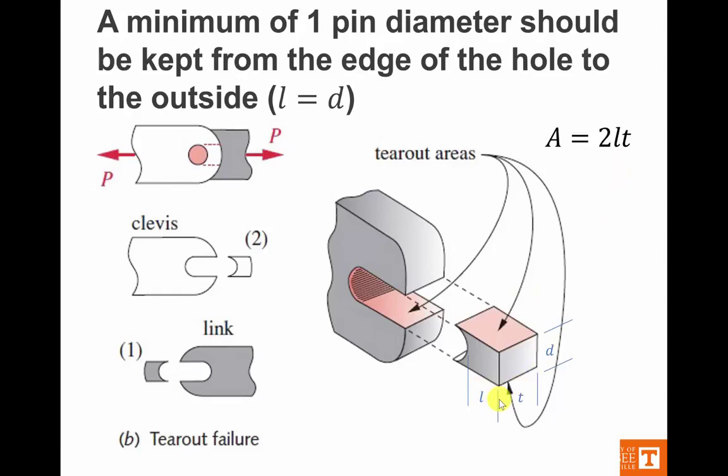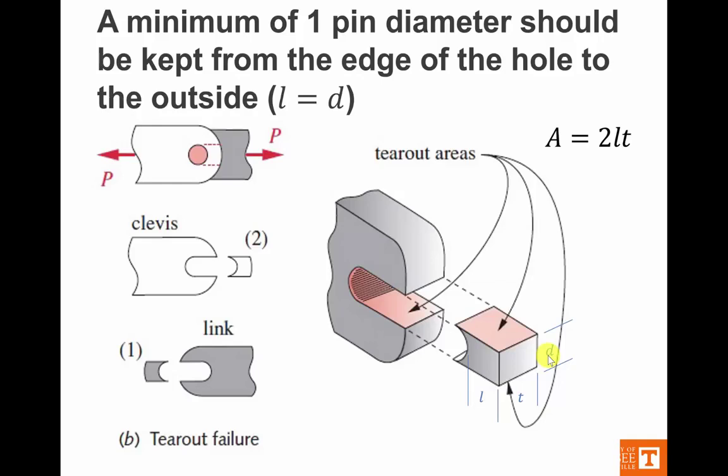But for this class, we're going to just go straight to the answer. Or maybe I should say, before we can give you the answer, you have to know the question. The question is, what do we need to do to make sure we don't have tear out? And the answer to that question is, make sure that this value for L is always greater than this value for D. If you do that, for most cases, that's a good enough analysis to ensure that you won't have tear out failure.